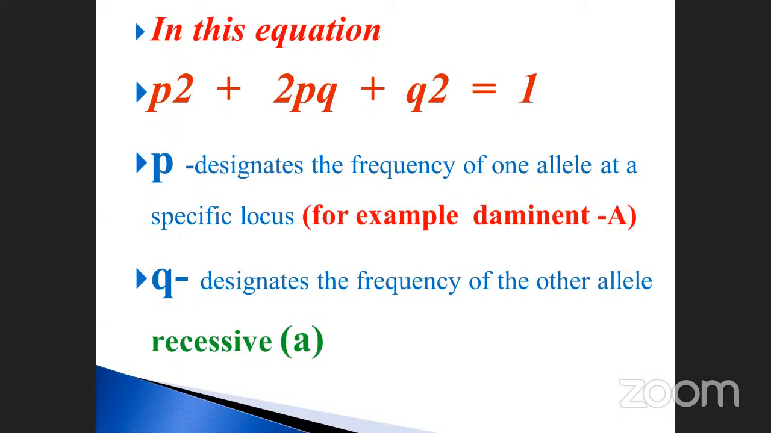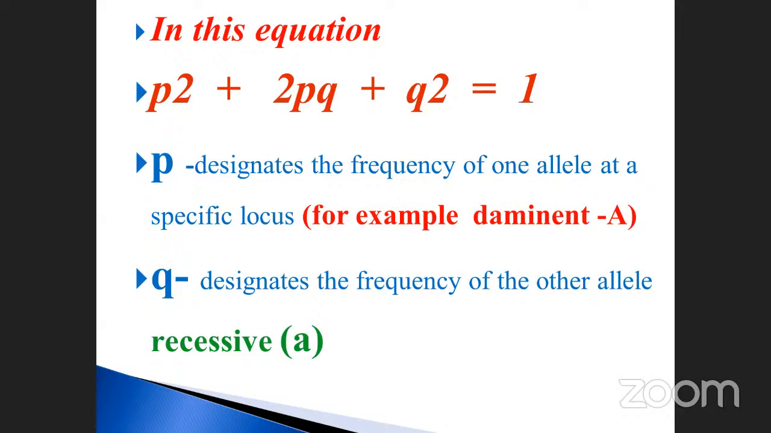Here, for example, A is a dominant allele, isn't it? When you are putting the dominant character, capital T is also dominant. In this category, capital A is a dominant character. What about the Q? It designates the frequency of the other allele. The other allele means the opposite of the capital A, the opposite of the dominant. Which one is the opposite of the dominant? The recessive. It is denoted as a small a. These are the two things: two alleles, the dominant character and the recessive character, also occupy this portion.